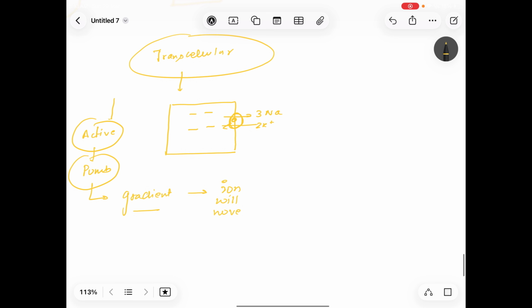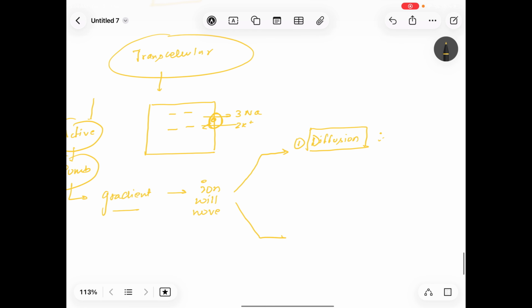So the ion will move by 2 processes. First one is simple diffusion, just from high concentration to low concentration. These are called channels. And the second mode of transport is also down the gradient, but these are secondary active transport.